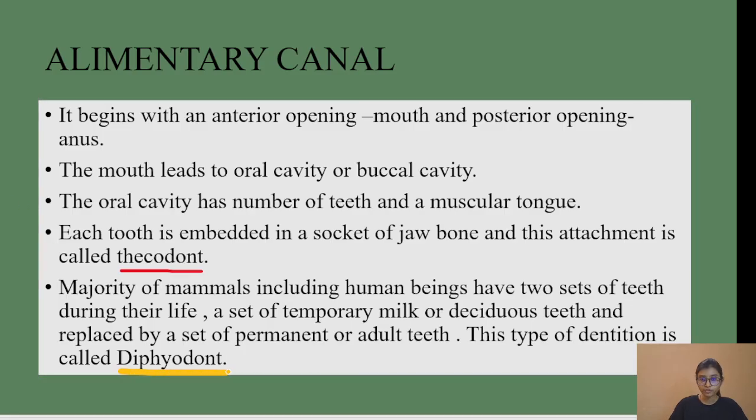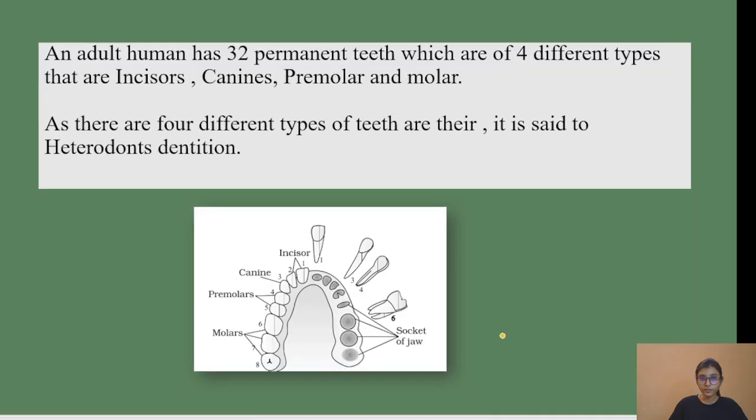This is diphyodont. Why diphyodont? Because we have two sets of teeth in our lifetime: a set of temporary milk or deciduous teeth, and that is replaced by a set of permanent or adult teeth. Now everyone see here, if we talk about an adult human, then we have 32 permanent teeth. That is divided into four different types, which include the incisor, canines, premolar, and molar.